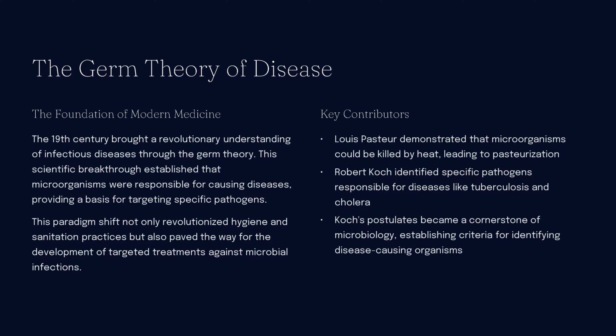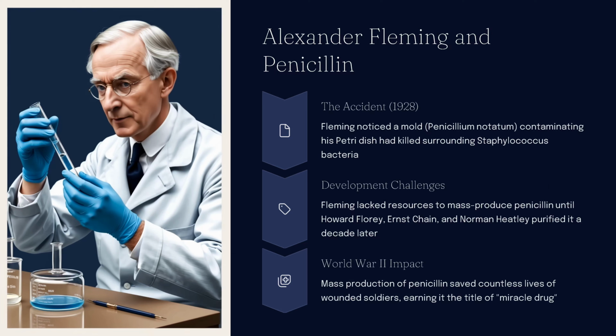Robert Koch identified the specific pathogens responsible for diseases like tuberculosis and cholera, establishing the idea that each disease was caused by a particular microbe. His postulates became a cornerstone of microbiology. The germ theory not only revolutionized hygiene and sanitation practice but also paved the way for targeted treatment against microbial infections. After this era came the discovery of antibiotics, that was the discovery of penicillin by Alexander Fleming in 1928.